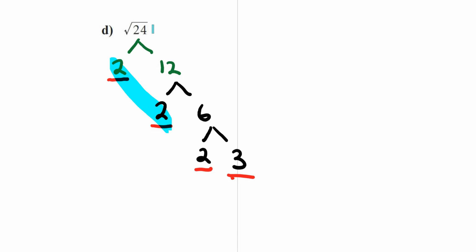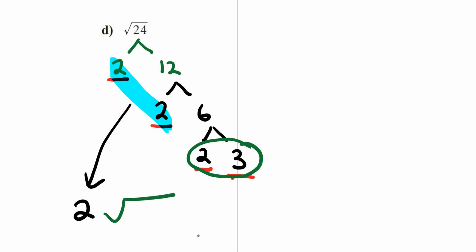Here's a group right here, a group of 2. So that will go on the outside as a single 2. And then since these two numbers here, they don't have a pair, they go back on the inside as 2 times 3. And 2 times 3 is going to be 6, right? So my final answer is going to be 2 root 6. So you get the same answer.